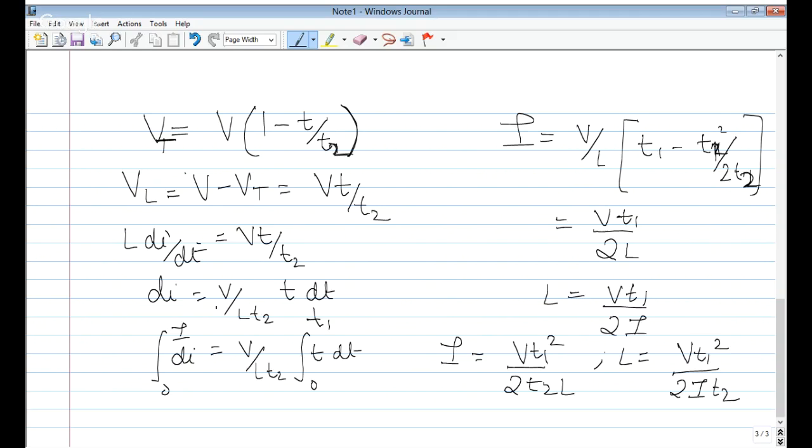Okay. So you have to take care that the voltage given here is the voltage across the transistor. So supply minus transistor voltage will give me the voltage across the inductor.